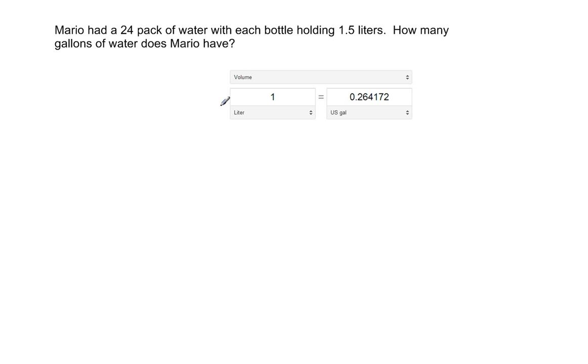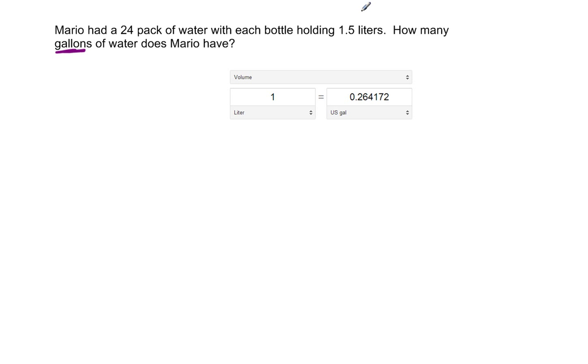All right, so one of our questions was Mario, who had a 24 pack of water, and each bottle was holding 1.5 liters. And we want to know how many gallons of water Mario has. The actual problem had more information on how much it costs, but it doesn't matter because all we care about is the number of gallons. So first we've got to figure out, since each bottle is 1.5 liters, how many liters of water Mario has.